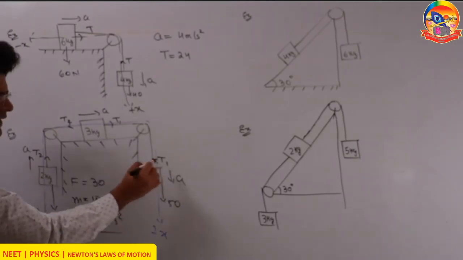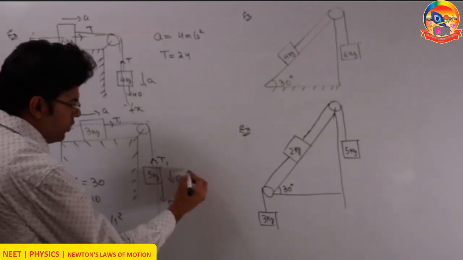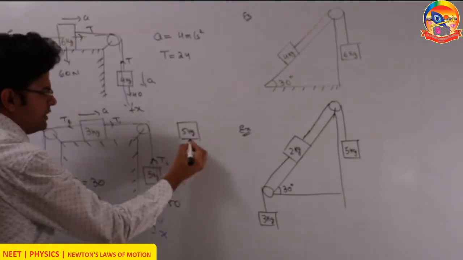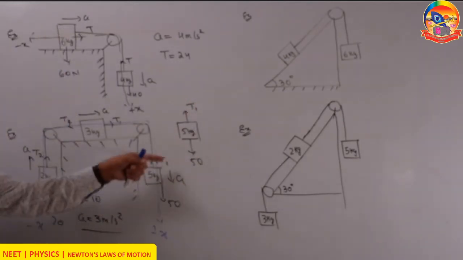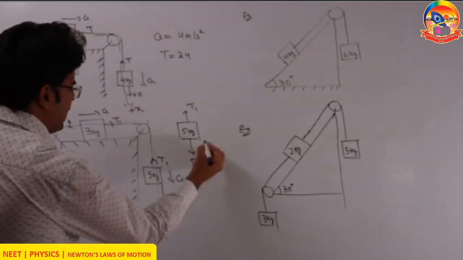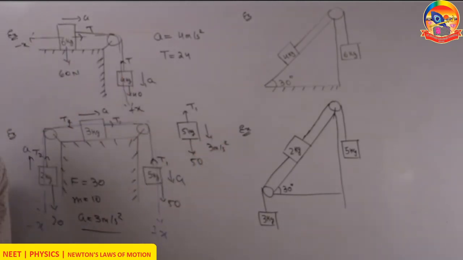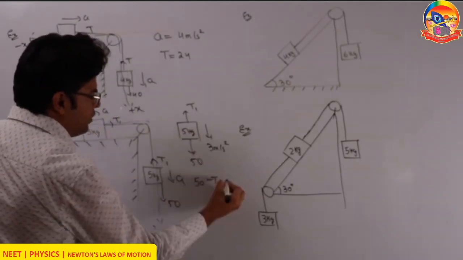Now, if you need to find T1, how to find the tension in this first string? Think about the forces acting on this 5 kg. On this 5 kg, there is a downward force of gravity 50. There is an upward force of tension T1. Under the influence of these two forces, it goes down with an acceleration of 3 meter per second square. So the net force in direction of acceleration equals mass into acceleration. So you'll write 50 minus T1 equals mass into acceleration, 15.